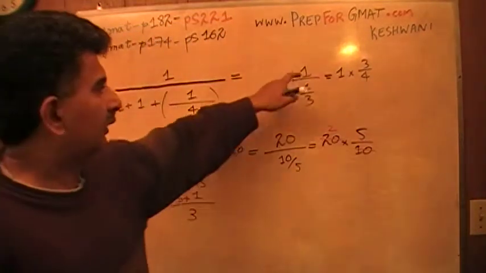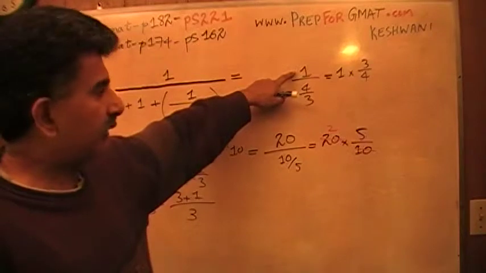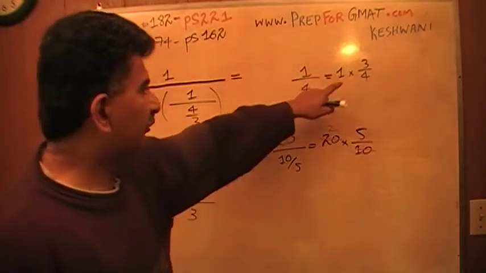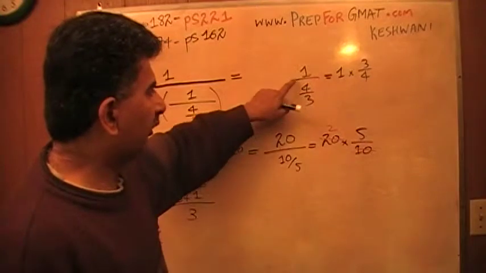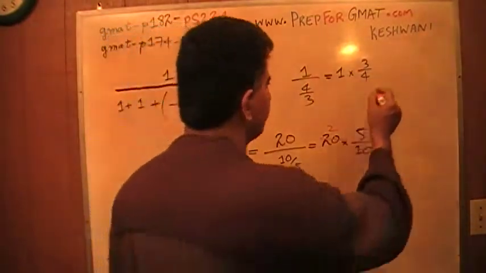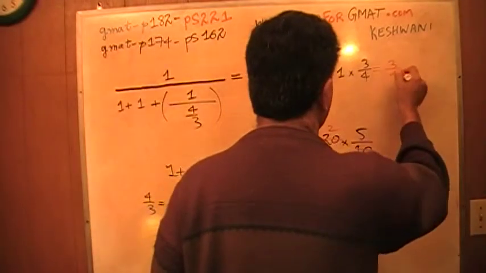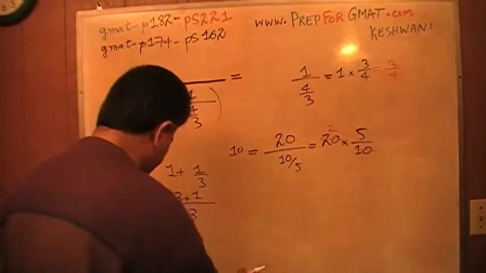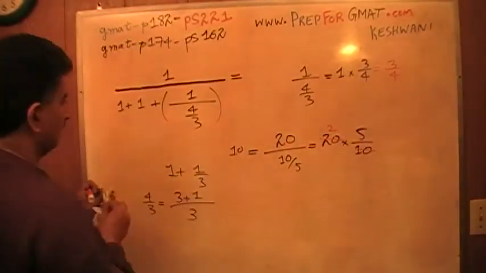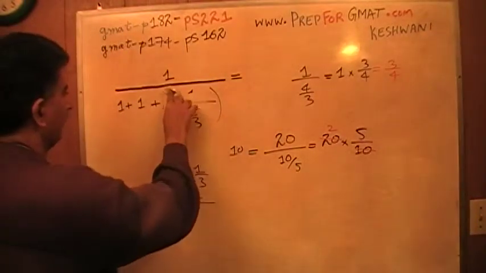You take your top part, the numerator, and you multiply it by the reciprocal of the fraction in the bottom. So 1 divided by 4/3 becomes 1 times 3/4, which of course is just 3/4. So now I'm going to erase the part that we just figured out and replace it with 3/4 right here. This becomes 3/4.